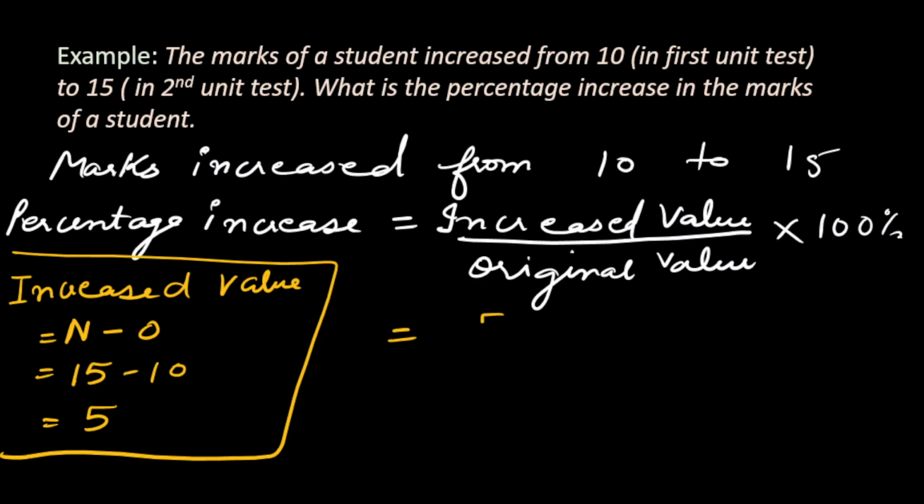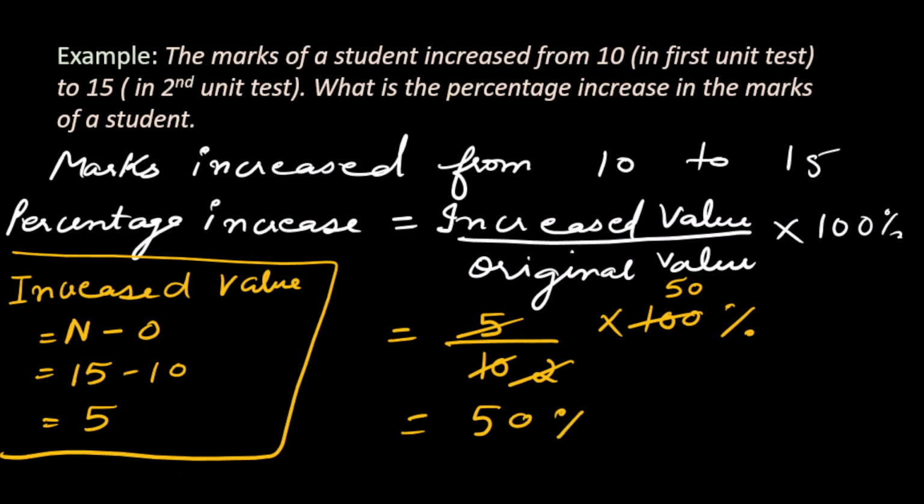Now the increased value is 5, the original value is 10, into 100%. So 5 into 1, 5 into 2, 2 into 50. So 50%. What's the percentage increase in the marks of the student? 50% is the percentage increase.